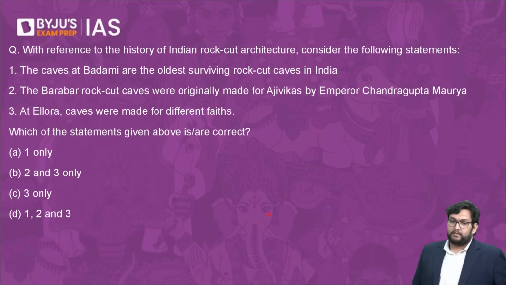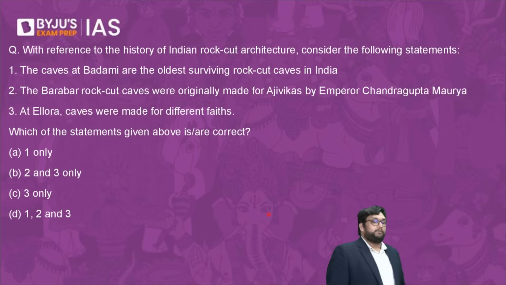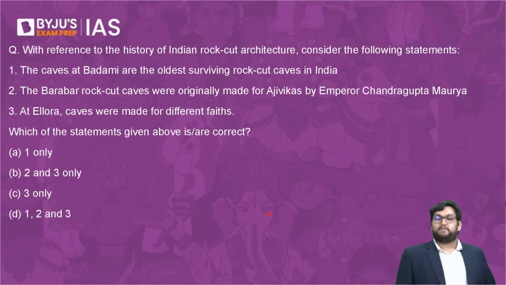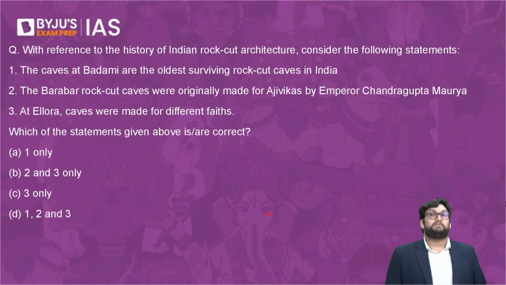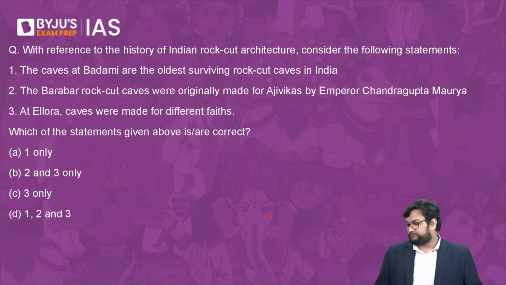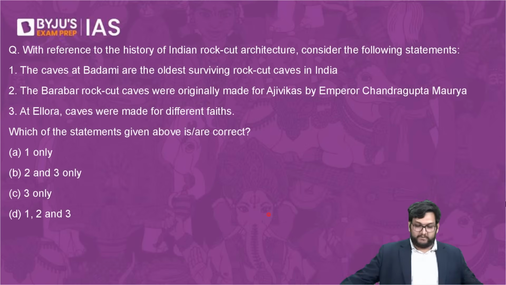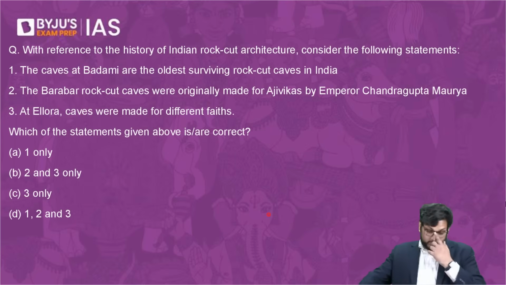Now, with reference to the history of Indian rock cut architecture, consider the following. The caves at Badami are the oldest surviving rock cut caves in India. The Barabar rock cut caves were originally made for the Ajiviks by Chandragupta Maurya. At Ellora, caves of different faiths are there. Which of the following are correct? Try to answer these type of questions.